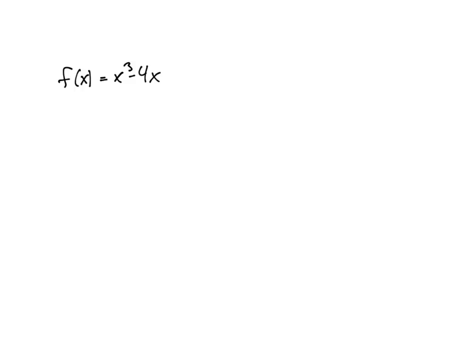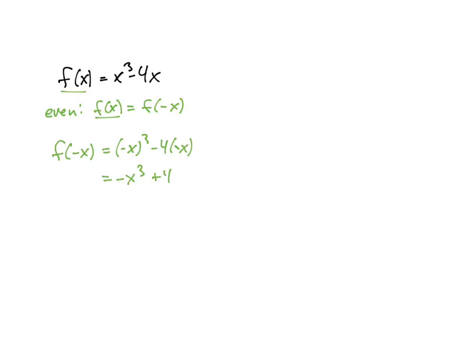Now let's look at a few functions and determine whether they are even, odd, or neither. So first of all, here's our function. For the function to be even, again, we want f of x to be equal to f of negative x. We already have f of x. To find f of negative x, we just input negative x into the function. Multiplying this out, we get negative x cubed plus 4x. Here we have negative x cubed plus 4x, and the original function is x cubed minus 4x. Well, this is not true here. So we'd say this function is not even, because f of x does not equal f of negative x.